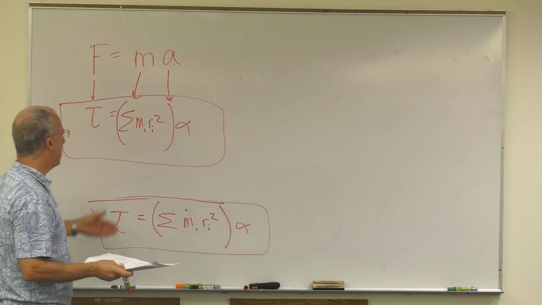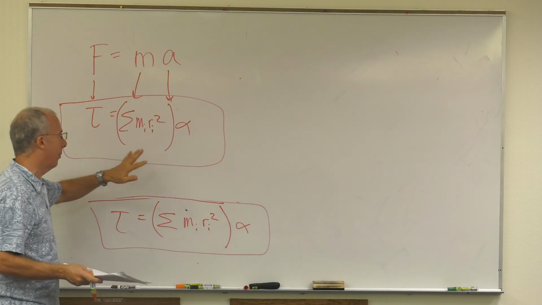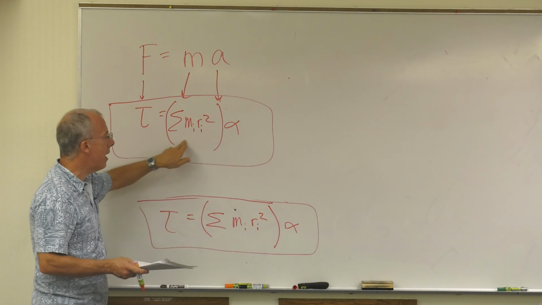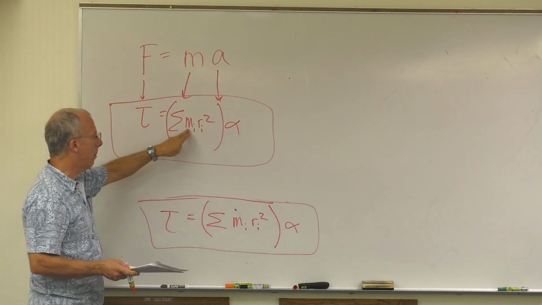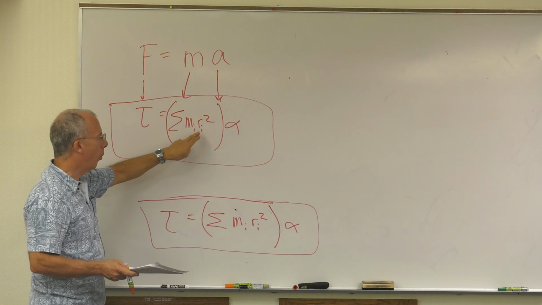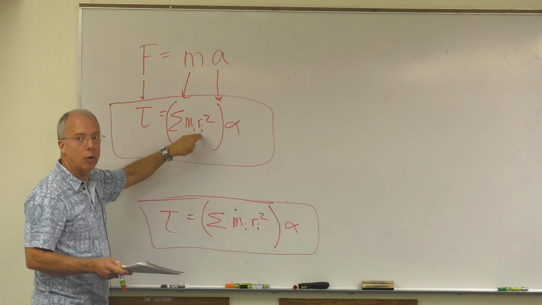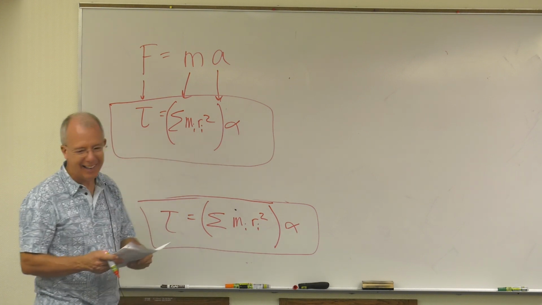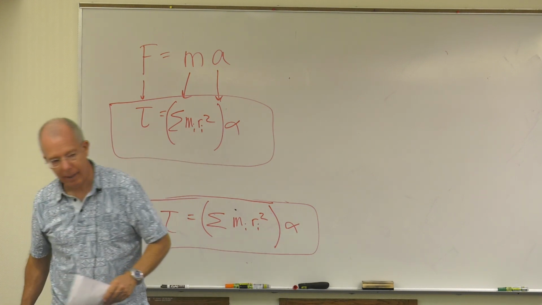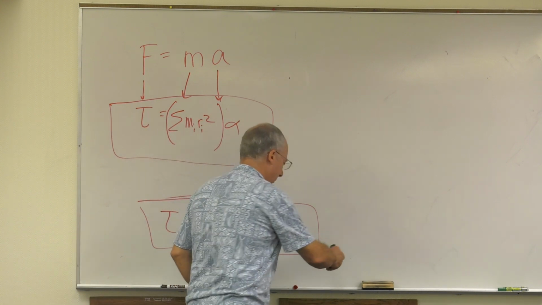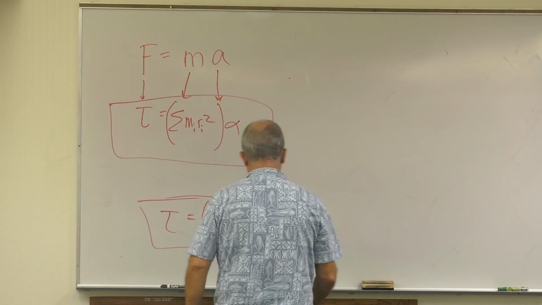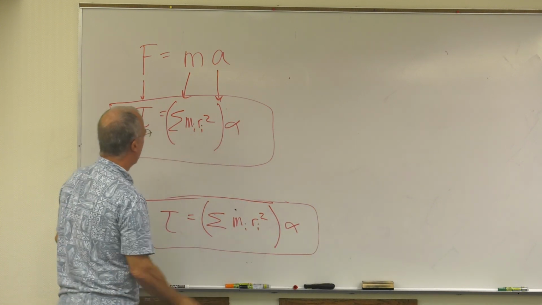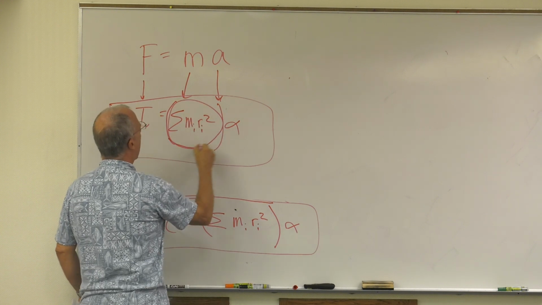Now, you have to admit, this is a total disaster. It's way more complicated than F equals ma, because this thing here not only depends on the mass, but also on where the mass is located relative to the axis of rotation. So it's way more complicated. But don't worry, it's not going to be bad. You'll see. Now, you don't want to write this all the time. It's too much trouble, right? So you write this thing here as uppercase I.